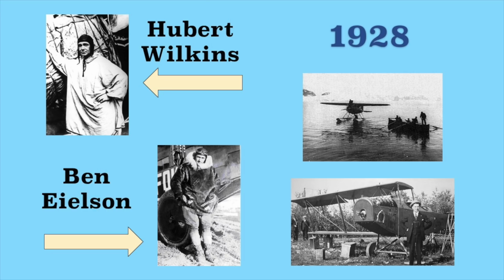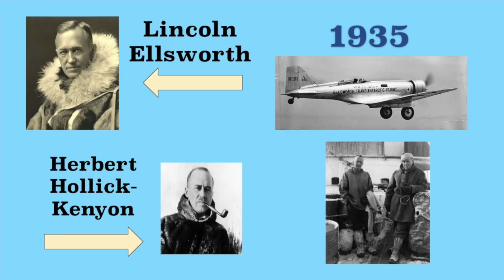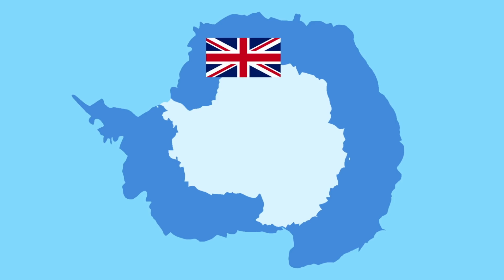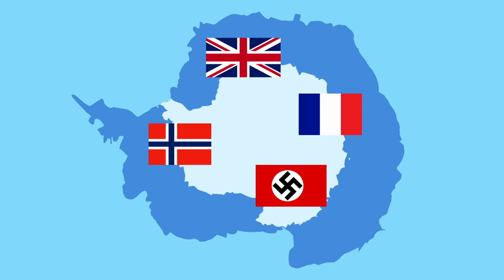In 1928, Hubert Wilkins and Ben Eielson made the first successful flight to Antarctica. 7 years later, Lincoln Ellsworth and Herbert Hollick-Kenyon made the first successful flight across the entire continent. Meanwhile, by that time, the United Kingdom, France, Norway, and Germany had all claimed territory in Antarctica.